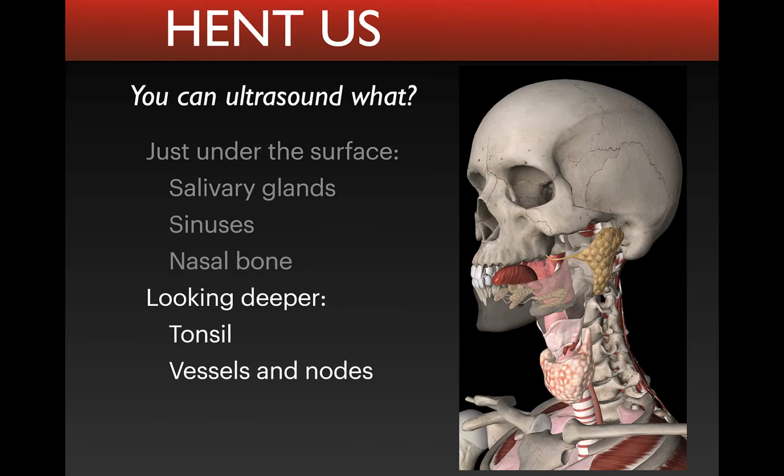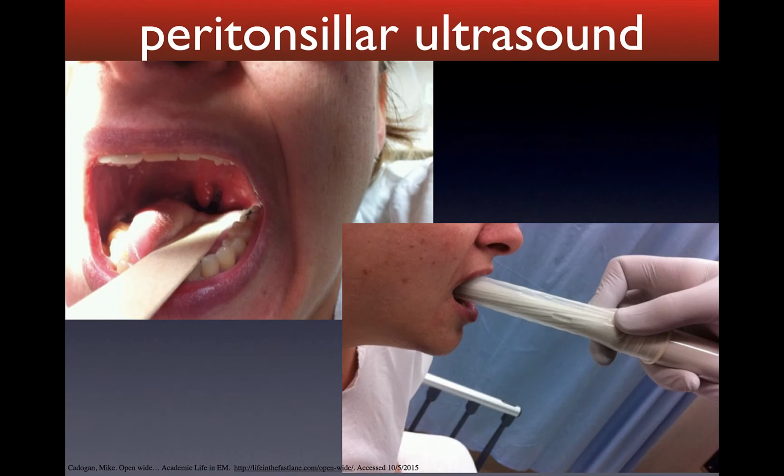Looking a little bit deeper, the ultrasound that you guys are probably most comfortable with up in the head and the neck is going to be the tonsils, and we'll also talk about vessels and lymph nodes. So peritonsillar abscess are fairly commonly cited as a use for ultrasound.